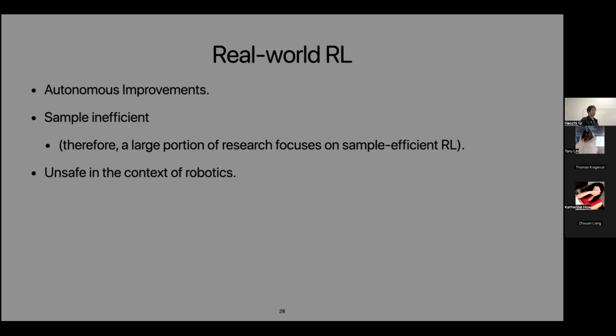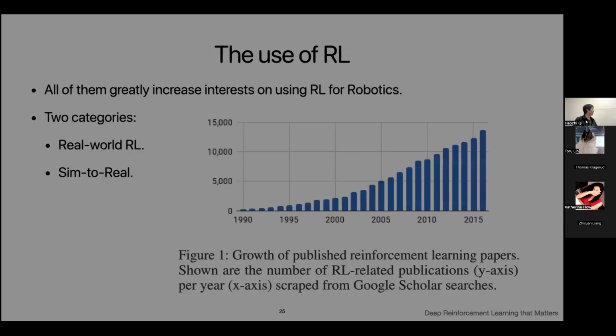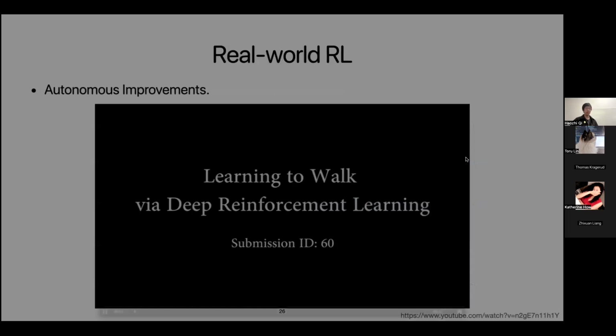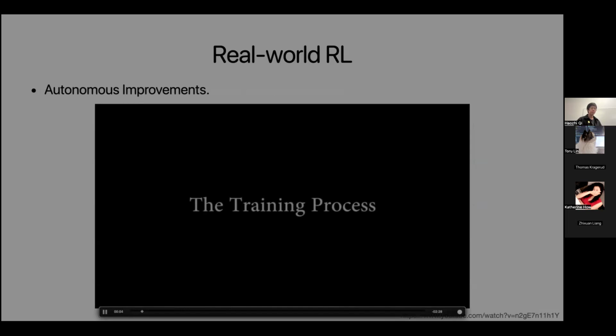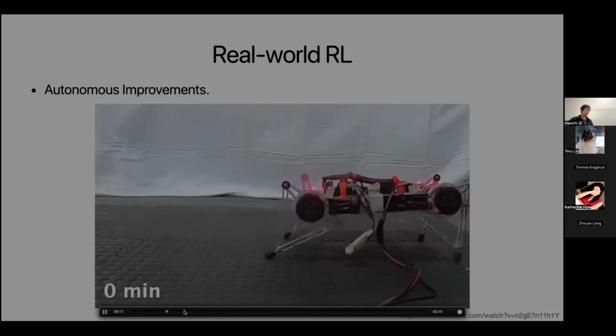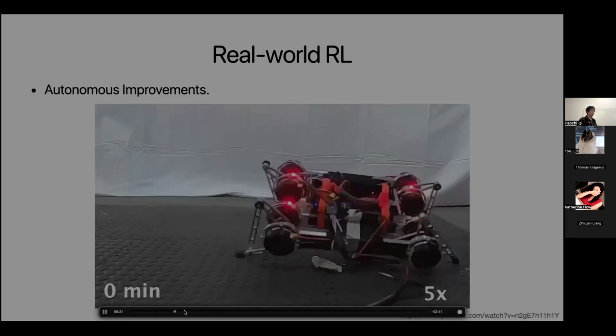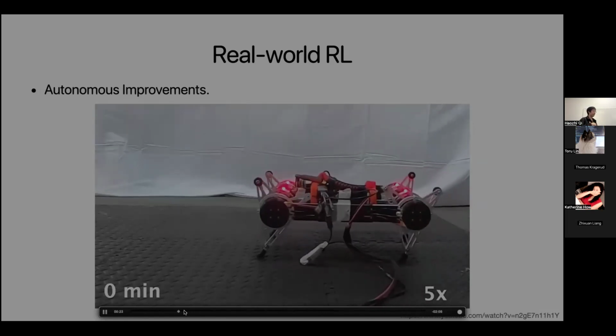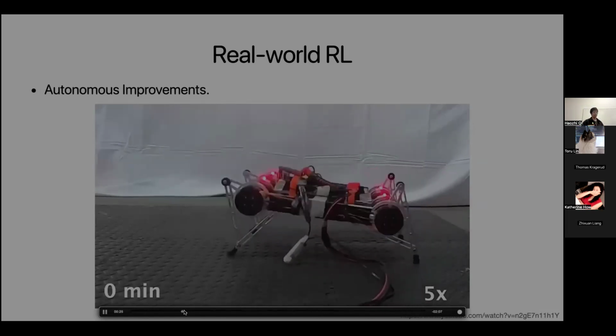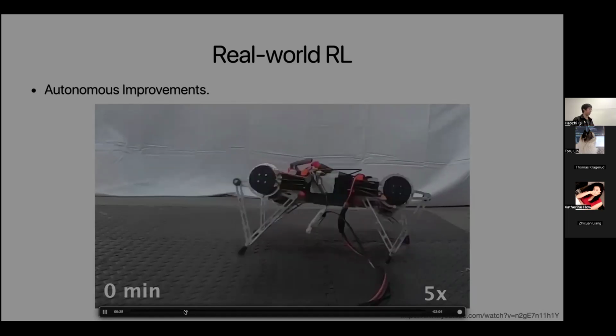The other challenge is about safety. In the context of robotics, directly deploying real-world RL is not very safe. In the previous example, if you view it carefully, initially the robot needs to be constrained to certain very small motions. You cannot give a very high velocity or high amount of force because the hardware may break.